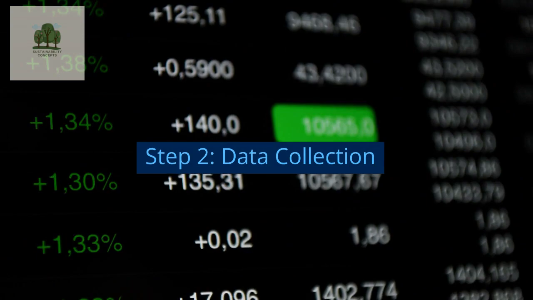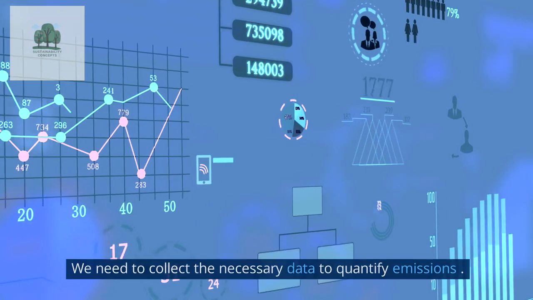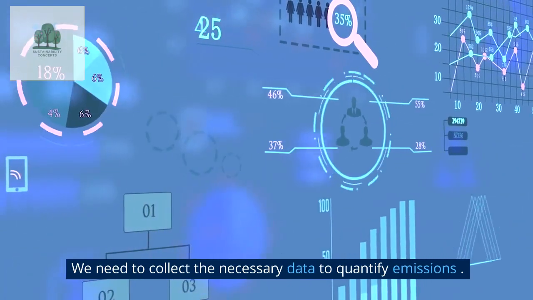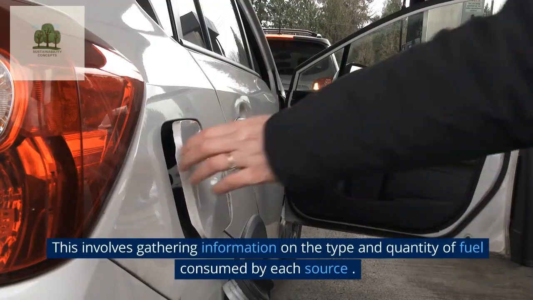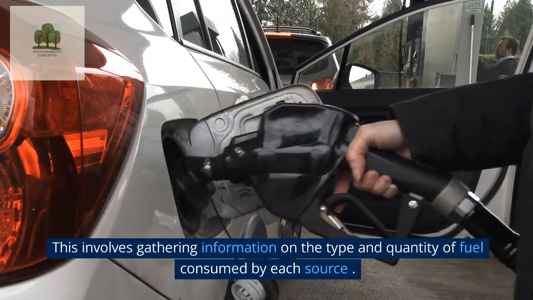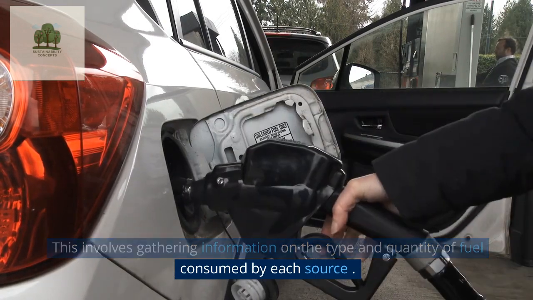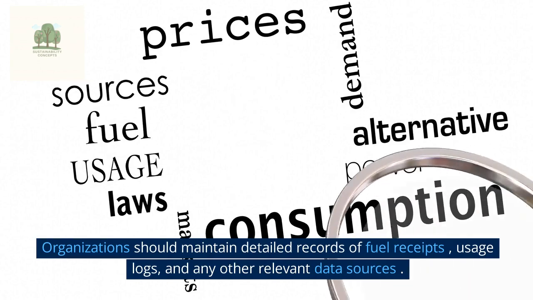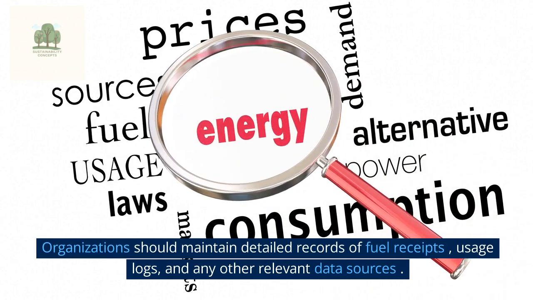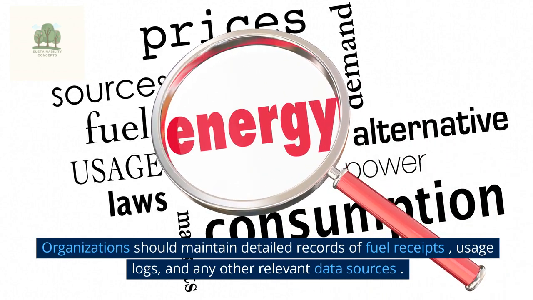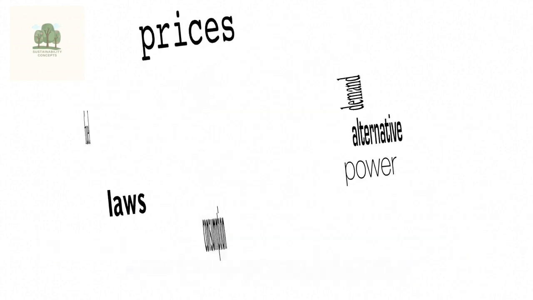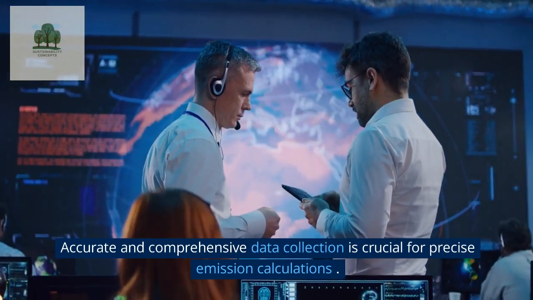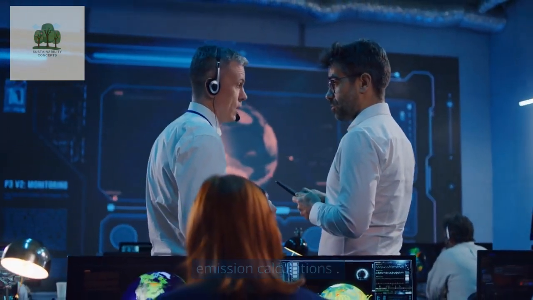Step 2. Data collection. We need to collect the necessary data to quantify emissions. This involves gathering information on the type and quantity of fuel consumed by each source. Organizations should maintain detailed records of fuel receipts, usage logs, and any other relevant data sources. Accurate and comprehensive data collection is crucial for precise emission calculations.